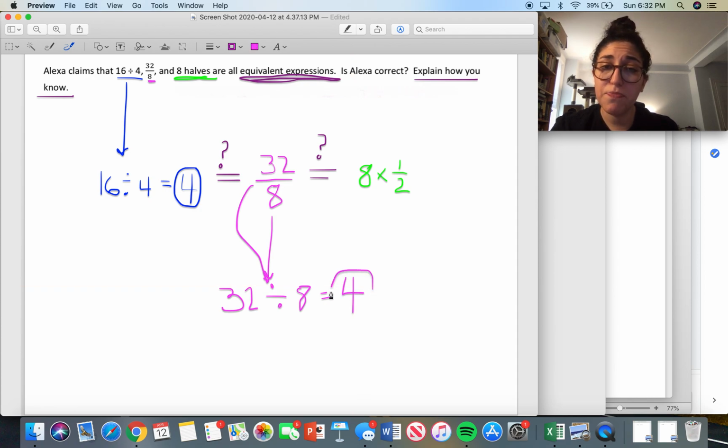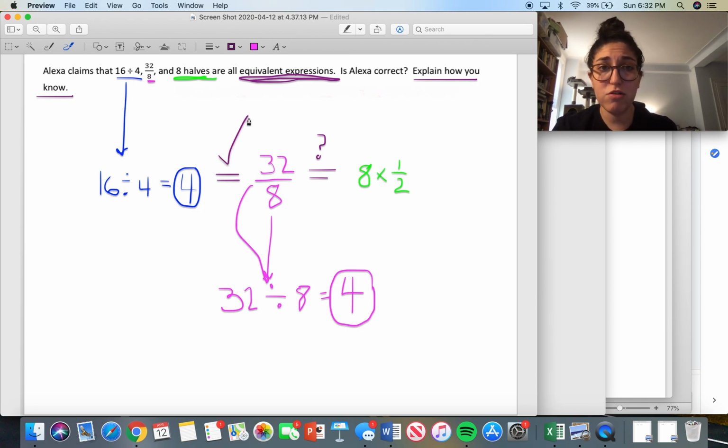So now we know that 16 divided by 4 is equivalent to 32 over 8. Now we need to figure out this one. This is 4 and this is 4. Is this also equal to 4? Let's think about that. Here it says 8 times a half. I could think about this 2 ways.